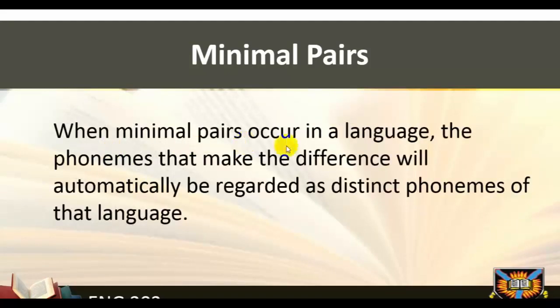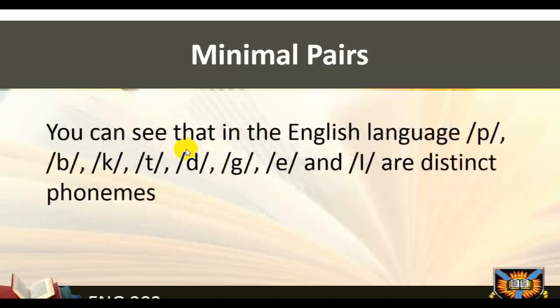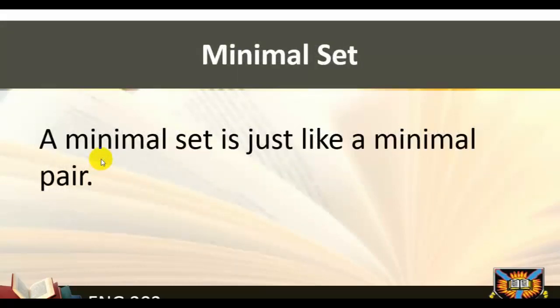When minimal pairs occur in a language, the phonemes that make the difference will automatically be regarded as distinct phonemes of that language. You can see that in the English language, P, B, K, T, D, G, E, and I are distinct phonemes.